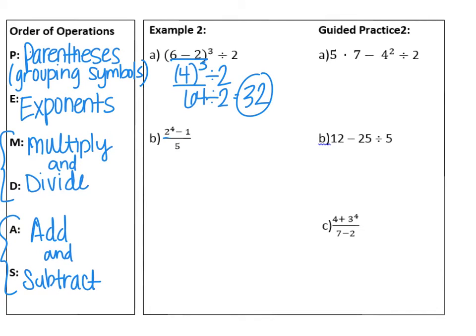The second one, grouping symbols don't just mean parentheses and brackets. Fraction bars also act as grouping symbols. So that means that we have to do what's up here and then what's down here. So up top, we're going to do 2 to the 4th, which happens to be 16. Then we'll do 16 minus 1, which is 15. And then 15 divided by 5, which is 3. If you do that in a different order, you will get the wrong answer. There are times that I like to call happy accidents where you get the right answer even though you did it wrong, but that doesn't happen often and you cannot pass a test on luck.